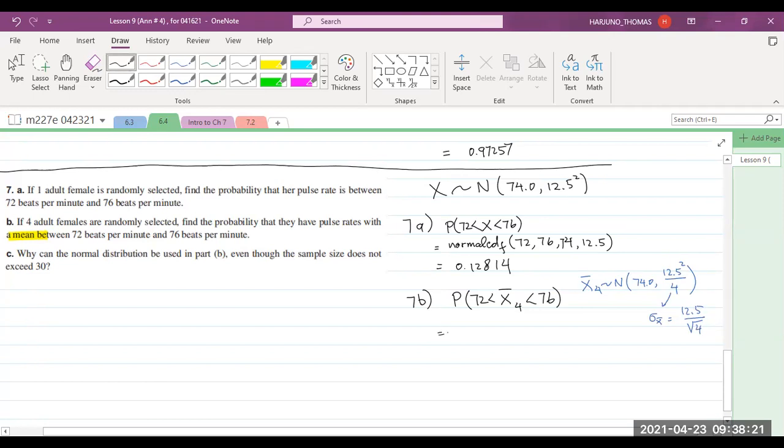So the standard deviation of the sampling distribution will be 12.5 over square root of 4. Now then, this will be normal CDF. The same lower bound, the same upper bound, the same mean, but the standard deviation will be the original standard deviation divided by square root of the sample size. That gives me 0.02529.